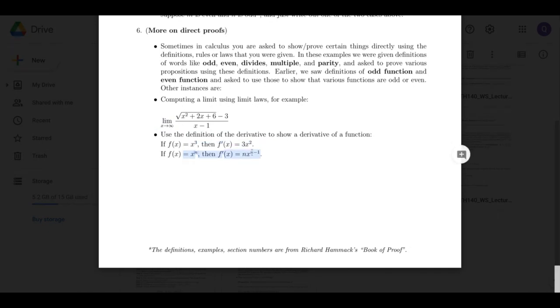Same thing for this, right? This is called the power rule. If f of x equals x raised to n, then f prime of x equals n times x to the power of n minus 1.